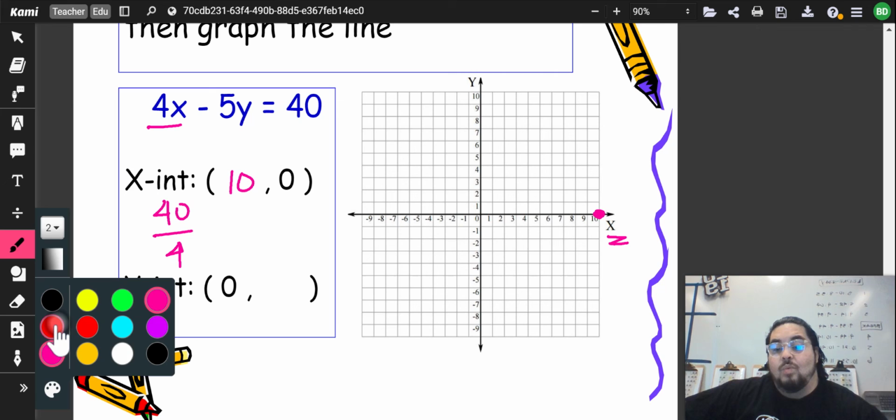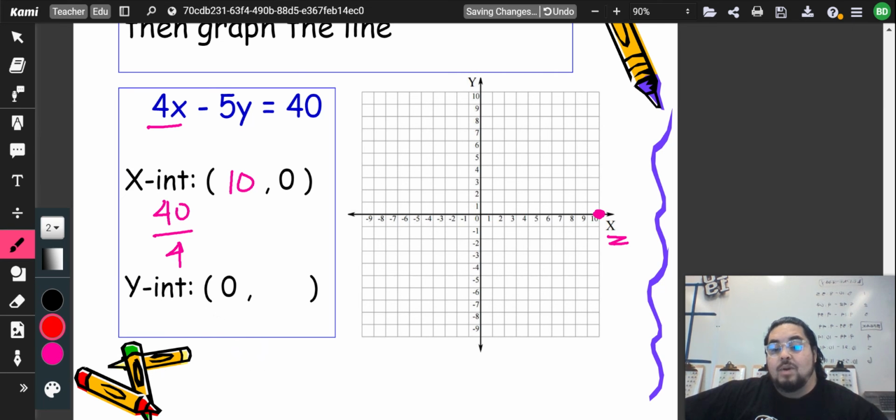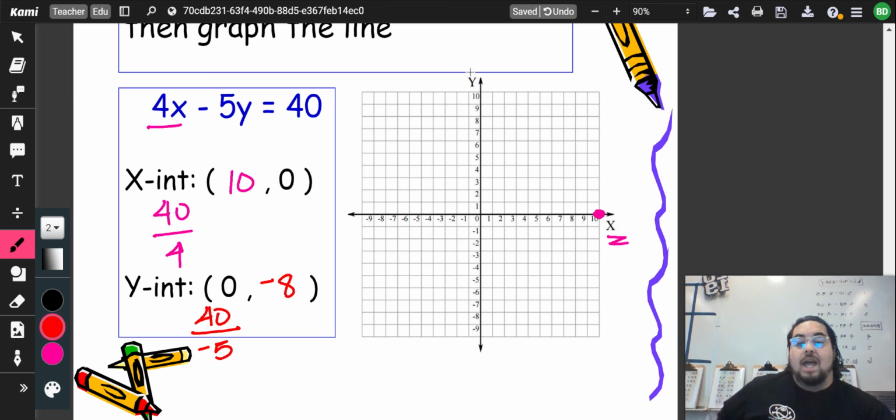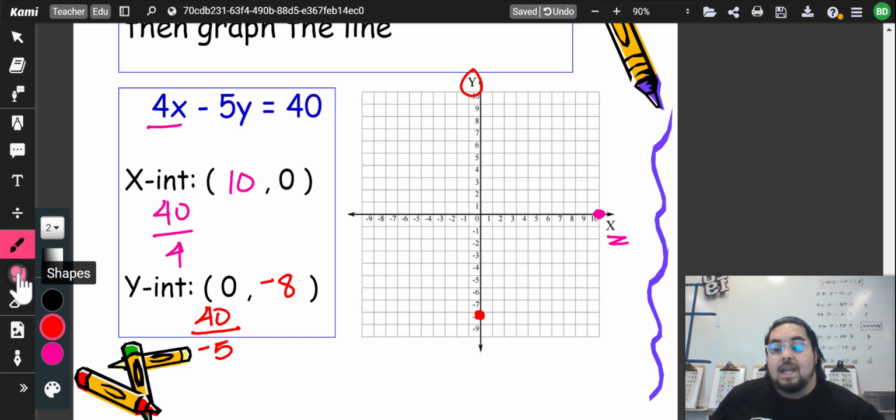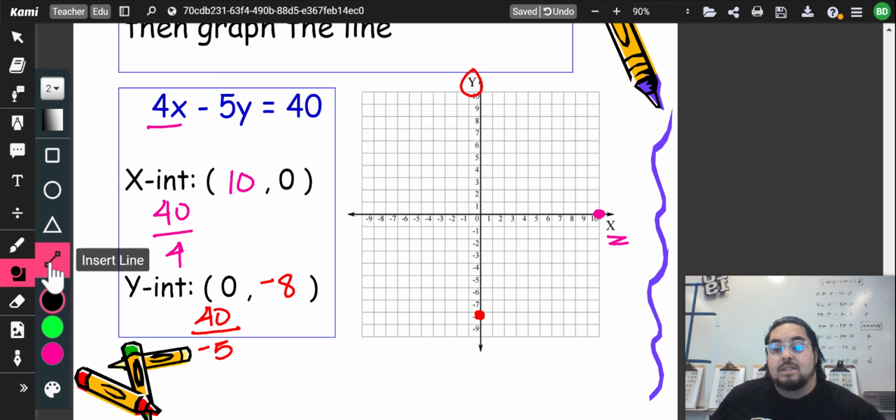For my y-intercept, I'm taking 40, and this time I'm dividing by -5. And 40 divided by -5 is going to give me a -8. So on the y-axis, I'm going to go all the way down to -8, and I'm going to put my y-intercept there, and then I'm going to go ahead and connect these points.